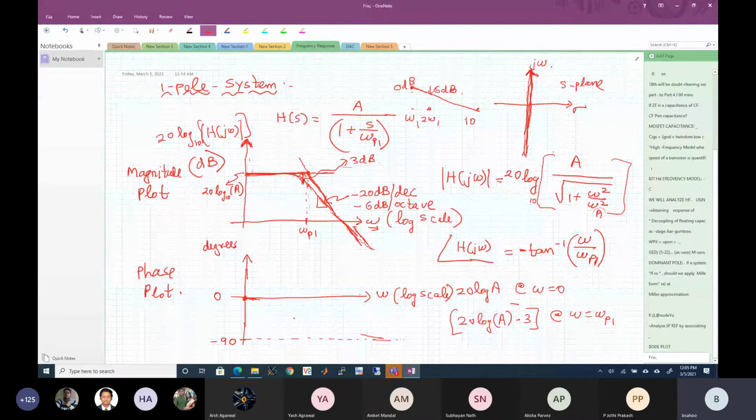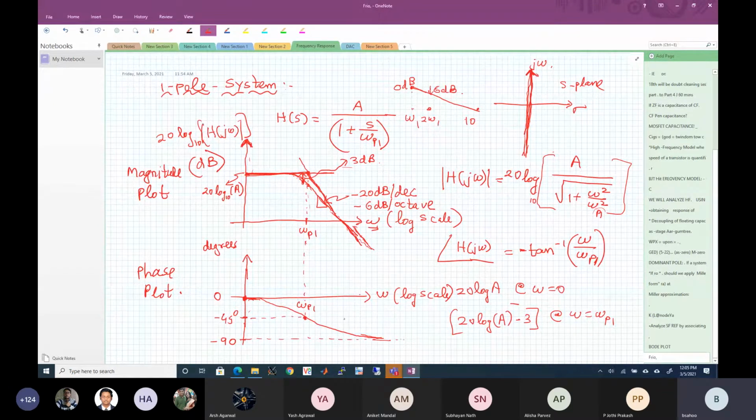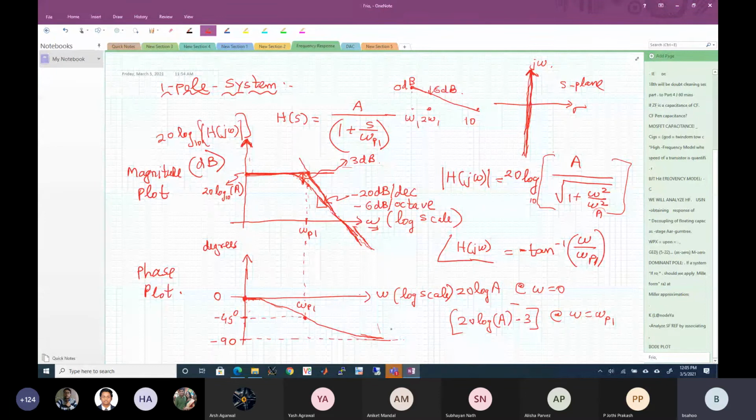Okay. So now at that same omega p1, what is the phase? It is going to be minus 45 degrees. This will be an asymptotic curve which goes like this, and at omega p1 it will hit minus 45 degrees. This is the tan inverse function, which starts like this and approaches minus 90 degrees as omega tends to infinity. So for a single pole system, when a pole comes in, I start rolling off at 20 dB per decade. Okay. So now let's look at a two-pole system.